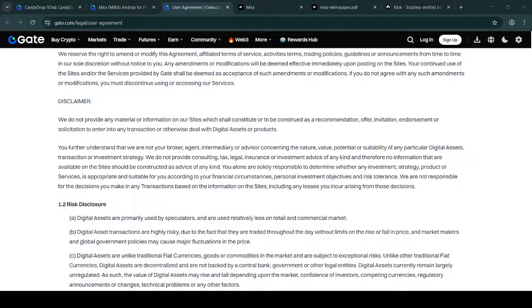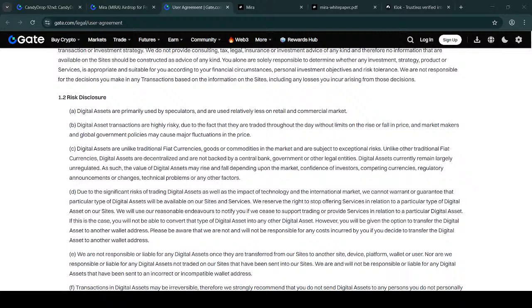So, 1.2, risk disclosure. Digital assets are primarily used by speculators and are relatively less used in the retail and commercial market. Digital asset transactions are highly risky due to the fact that they trade throughout the day without limits on rates of rise and fall in price, and market makers and global government policy may be reflected in the price.